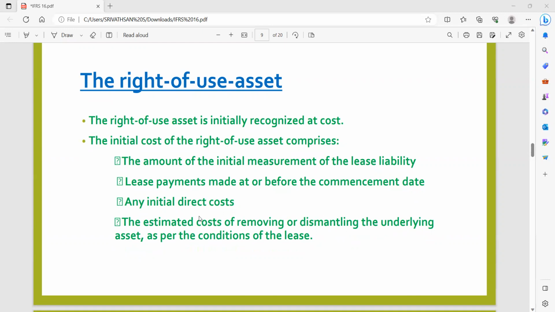If any initial direct costs are there, that will also be added to the right of use asset, and the estimated cost of removing or dismantling the underlying asset as per the conditions of the lease. So if there are any costs related to dismantling or removing the asset, that is, any decommission cost, that should also be a part of this right of use asset.